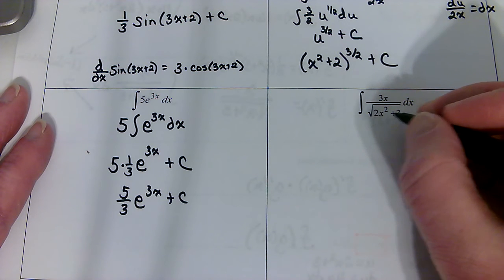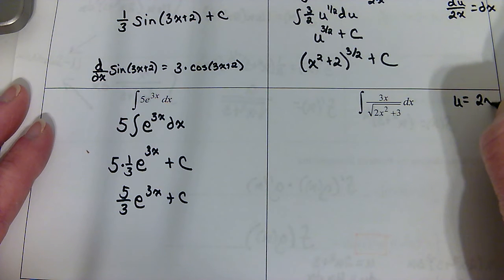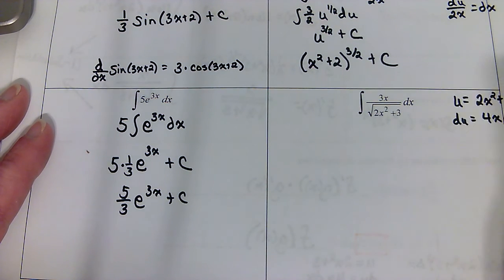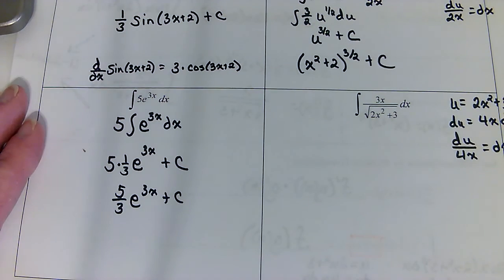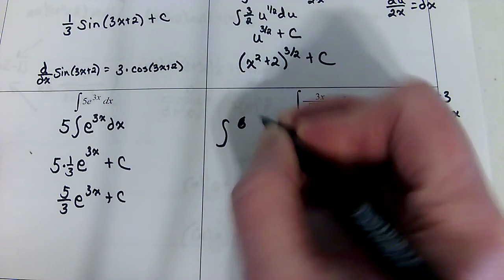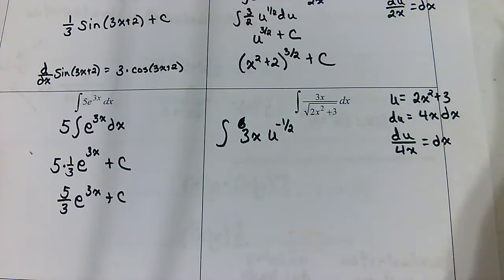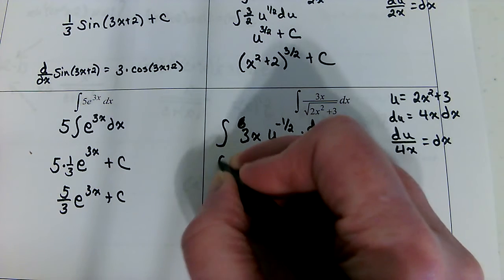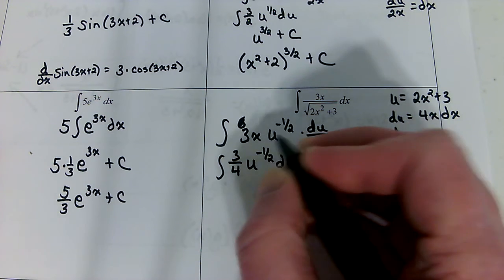Now, not only is this in the denominator, but it's under the square root, so we're going to pick u to be 2x squared plus 3. du would be 4x. So du divided by 4x equals dx. So I would have 3x, let's rewrite it, that'd be 3x u to the negative 1/2 times du over 4x. The x's would cancel, and I'm left with 3/4 u to the negative 1/2 du.